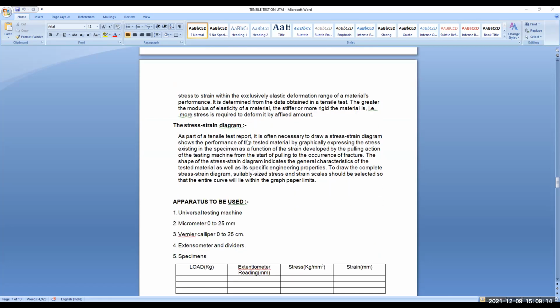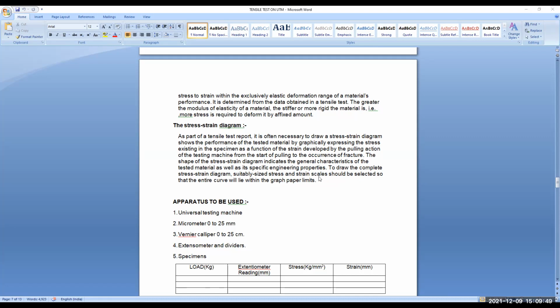As part of precise stress analysis, it is often necessary to draw a stress strain diagram. The performance of the tested material is graphically expressed as stress against strain, developed by the pulling action of the testing method, from the start of the pulling to the occurrence of fracture. The shape of this diagram indicates the general characteristics of the tested material as well as its specific engineering properties.